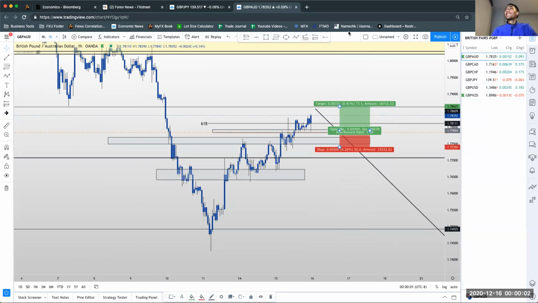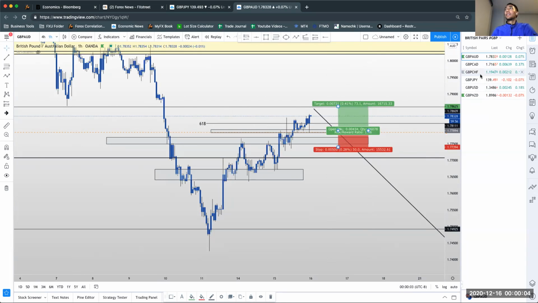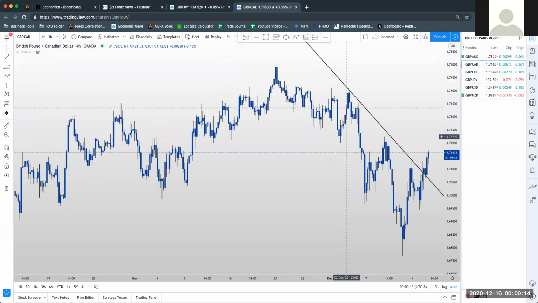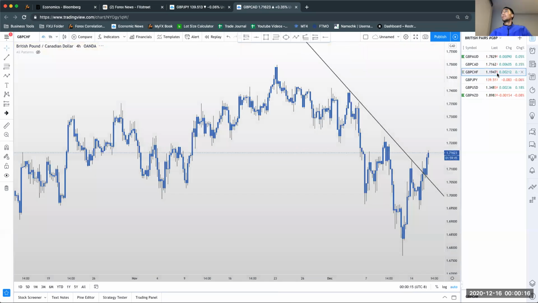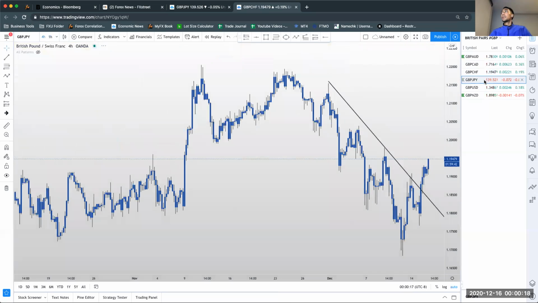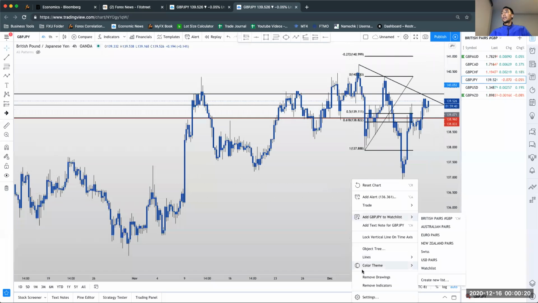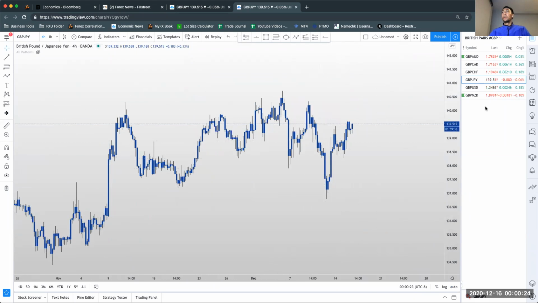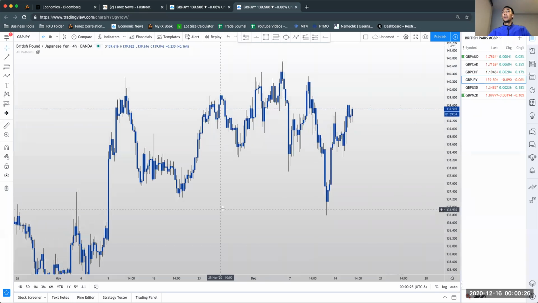It literally made its move so quick that I didn't even have time to look for any scaling trades. GCAD, okay. Not messing with it. Swiss, same thing. GJ, let me go ahead and erase all this, since GJ is a little bit more popular for traders.